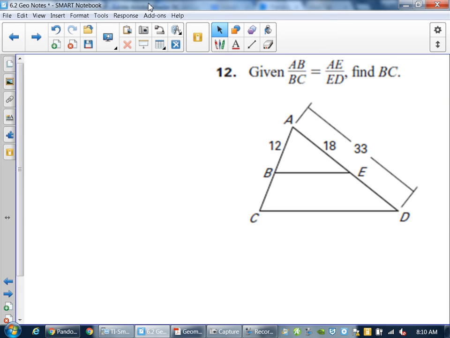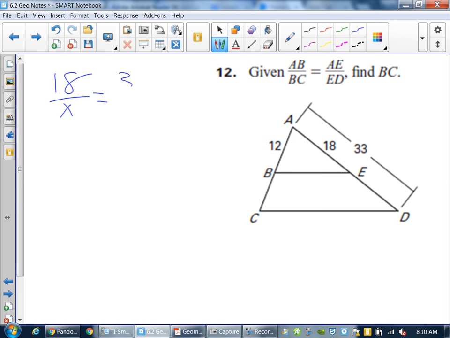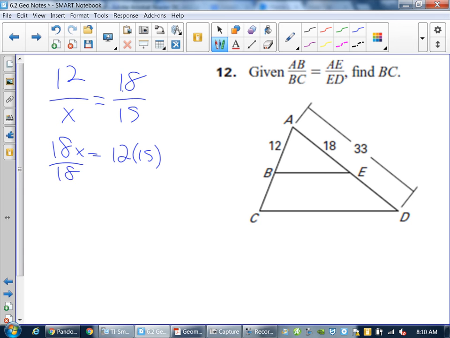Again, it's just fill in the blanks. BC, we don't know. AE is the whole thing. Sorry, did I write it wrong? Oh, 8, sorry. AB is 12, sorry about that. BC, I don't know. AE is the 18. ED, well, how do I figure that out? There you go. Cross multiply out and solve. So you wind up with 18x is 12 times the 15. Divide it out.